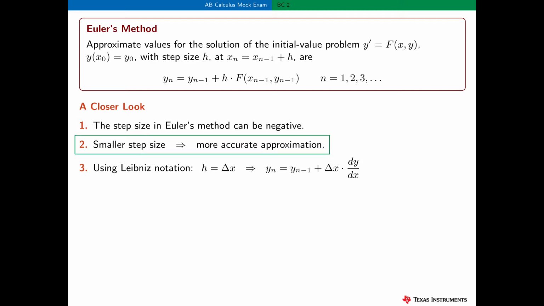We have seen graphically, and again it seems reasonable, that if we use a smaller step size, we would arrive at a more accurate approximation. And some find it easier to remember and apply Euler's method if Leibniz notation is used. In this case, let the step size h be equal to delta x, and use Leibniz notation to represent the derivative. This is the resulting expression for y sub n.